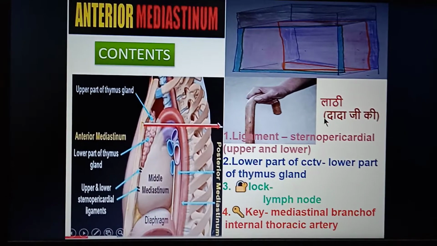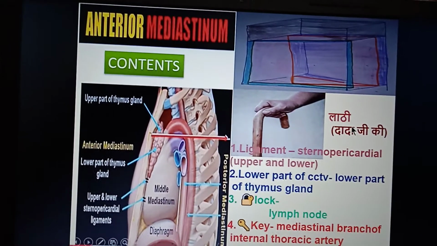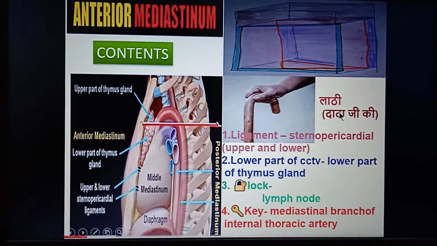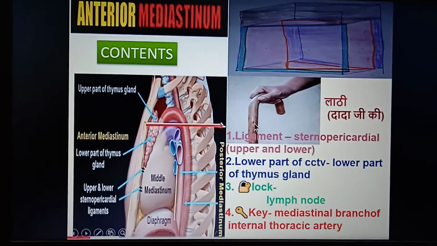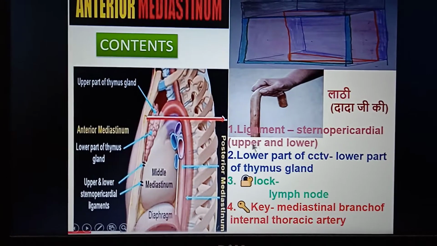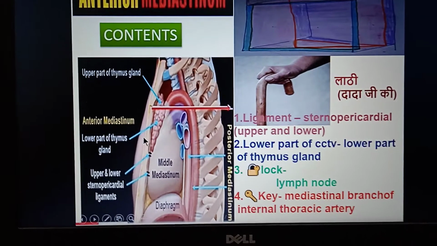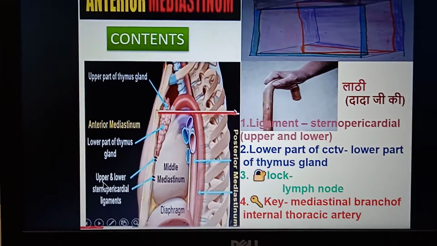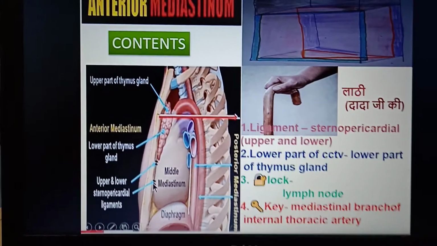Ligament is comparable to lathi, L for lathi, L for ligament. Dadaji, that is grandpa, the heart, doesn't rely on the lock. He used to keep this, you can see in the picture, this lathi, stick. And it is comparable to the ligament, the sternopericardial ligament. Here it is written upper and lower sternopericardial ligament.